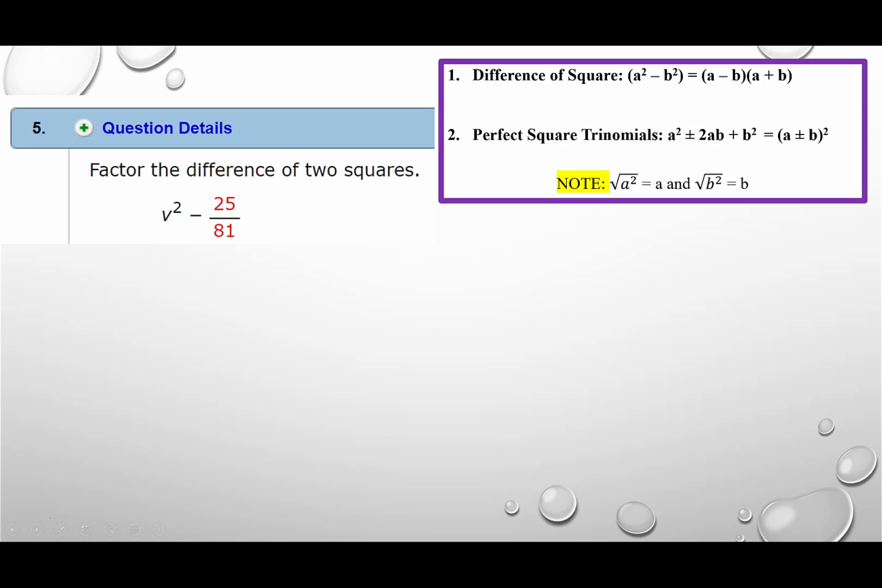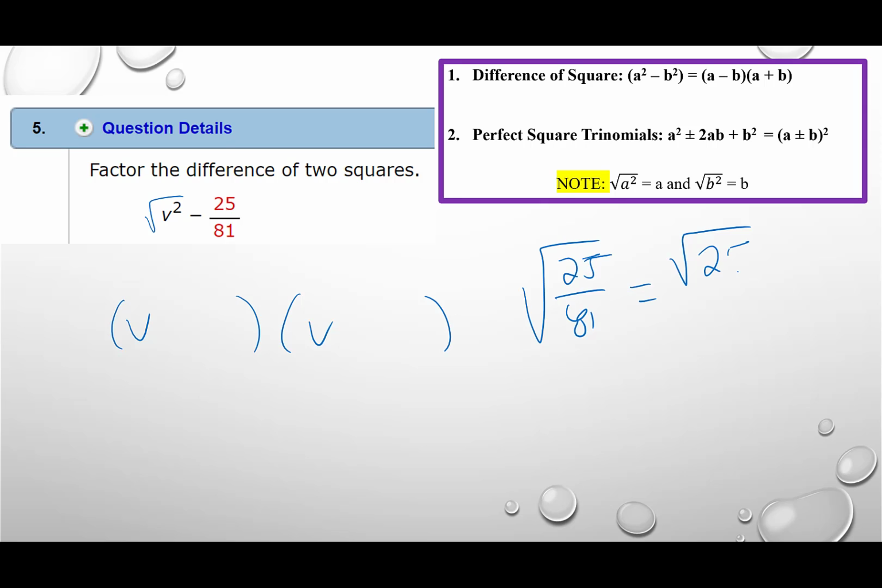We can do difference of squares with a fraction as well. So it's still going to set up the same way. Draw your two parentheses. The square root of v squared is v. And then the square root of 25 over 81 is the same as if we did the square root of 25 over the square root of 81. And so the square root of 25 is 5. The square root of 81 is 9. And so we're going to put 5 over 9 in the second position of each parenthesis. One needs to be plus sign, one needs to be minus.